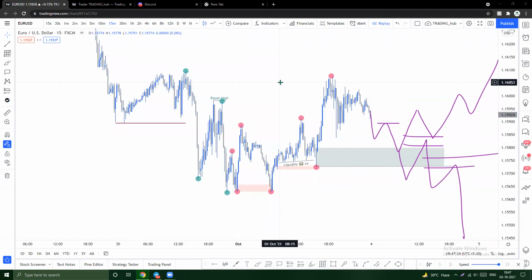The difference between CHoCH and BOS. This one is called change of character. When market momentum changes from bullish to bearish or bearish to bullish, the first move is called change of character, and the continuation is called break of structure.